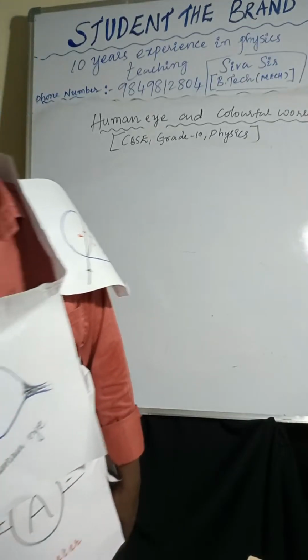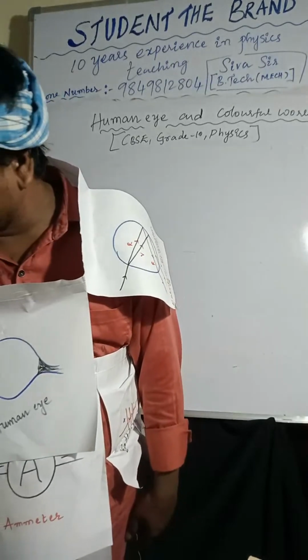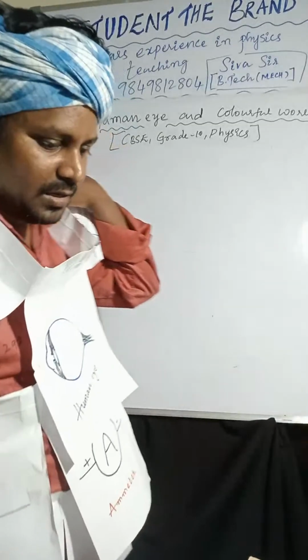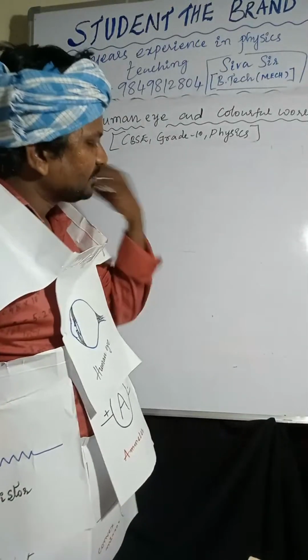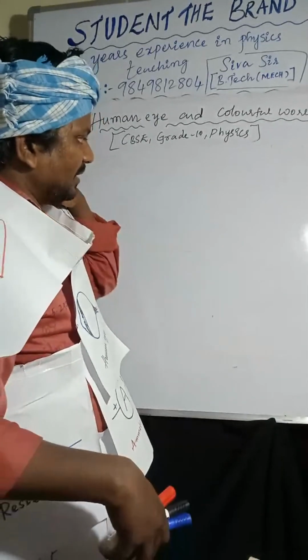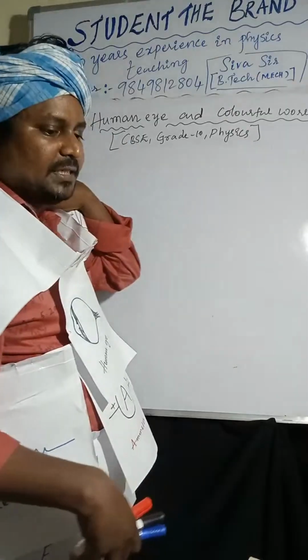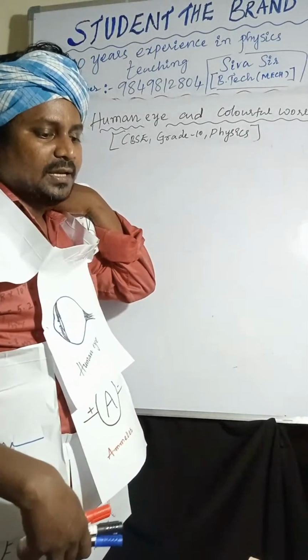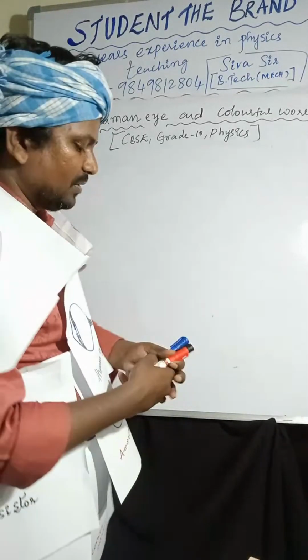Light rays are incident on the water droplet. Then refraction, dispersion, internal reflection. Now we can go with one more.